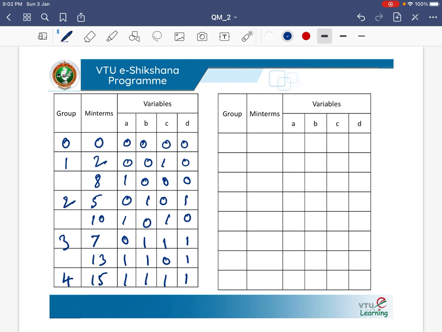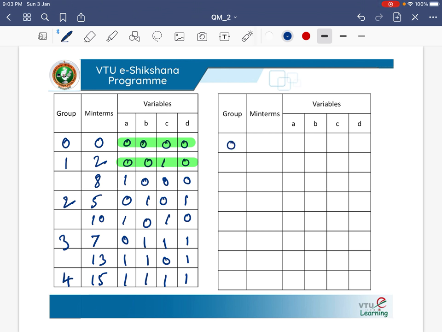Next is, we compare and combine the minterms. The procedure followed is, we compare the adjacent groups. When we compare the adjacent groups, we can combine only if there is a single position change, and wherever there is a position change, we indicate that as a dash. So here, this is 0 and this is 2. If you compare these two, you have this position change. Remaining all are 0. These two are 0s, these two are 0. This is 0 as well as this is 0. Such groups can be combined.